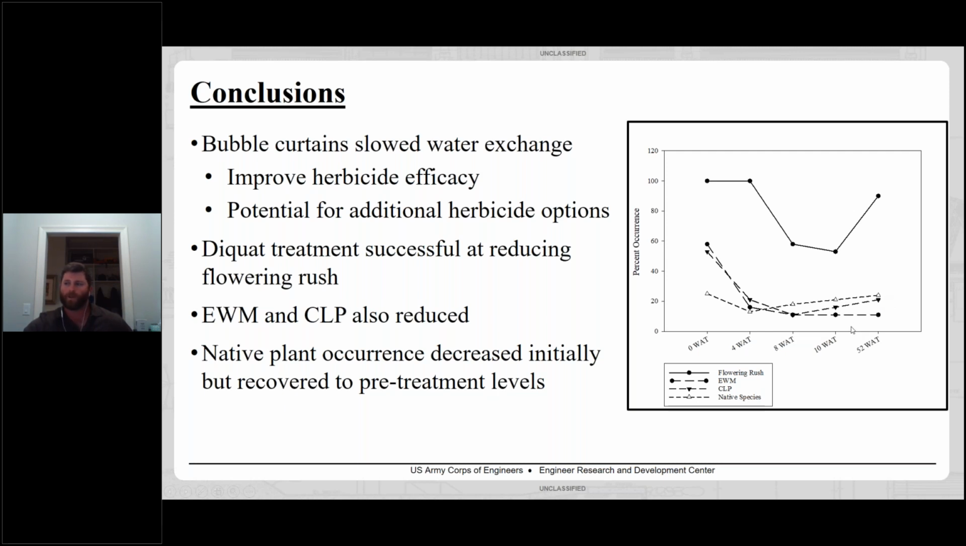Unfortunately, for our follow-up treatment this year, due to the impacts of COVID-19, we were not able to do a bubble curtain evaluation this year. So we just had to do a treatment without a curtain and water exchange study without a curtain. But we will be doing our post-treatment vegetation surveys over the next several weeks, and can't wait to see those data, see what type of results we got after a second follow-up treatment.